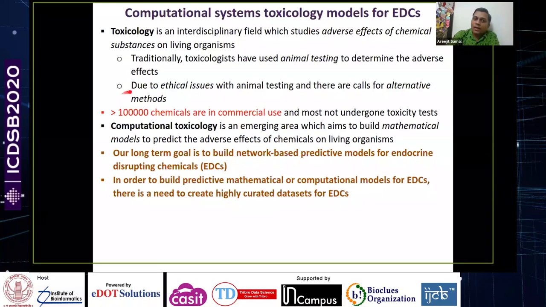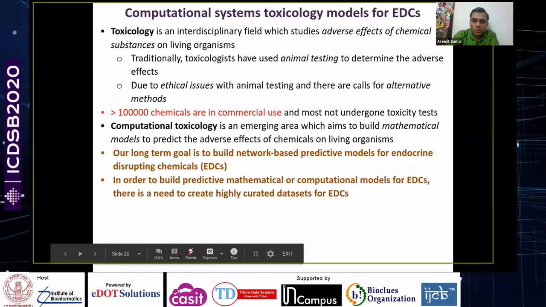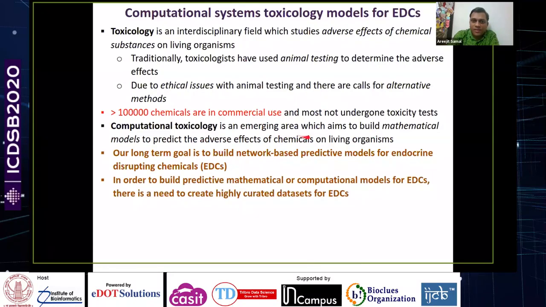If you look at consumer products, there are at least 100,000 chemicals in commercial use, and most of them have not gone through any toxicity testing. Computational toxicology is an emerging area which aims to build mathematical models to predict the adverse effects of these chemicals on living organisms.